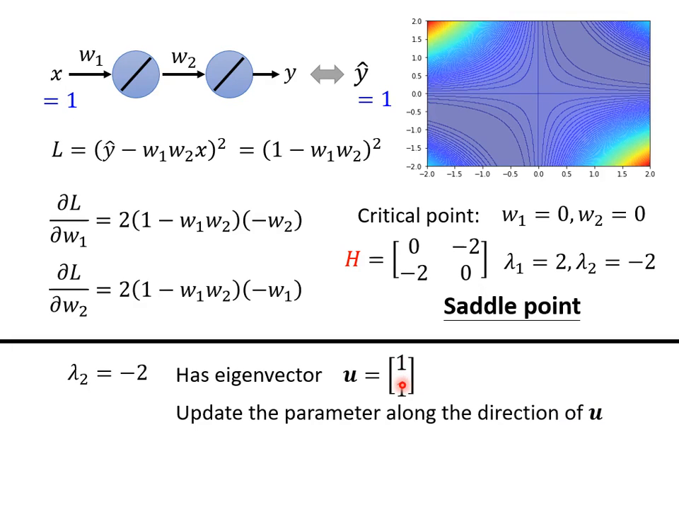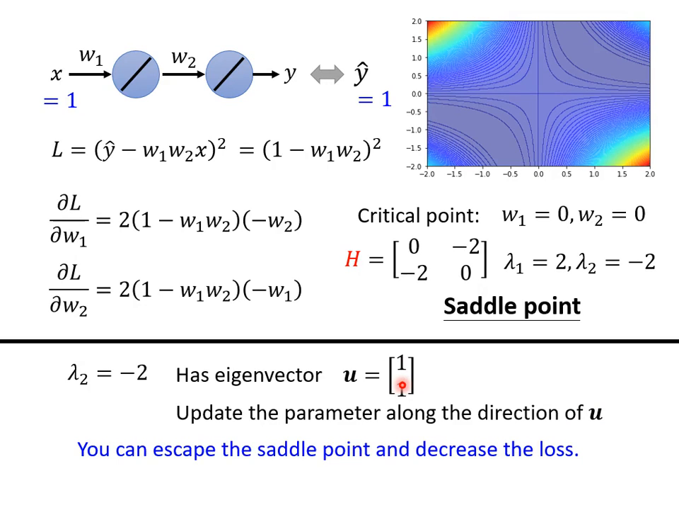Update our parameters. Then you can find a point with a loss lower than the saddle point. In this example, the saddle point is at 0, 0. You will have no gradient at this point, so the gradient won't tell you how you should update the parameters. However, the eigenvector of Hessian tells us to update in the direction of 1, 1. Then you can make the loss smaller. Just update along the direction of the eigenvector u, which is 1, 1. You can make your loss lower. That means you can escape from the saddle point, and then make your loss lower.